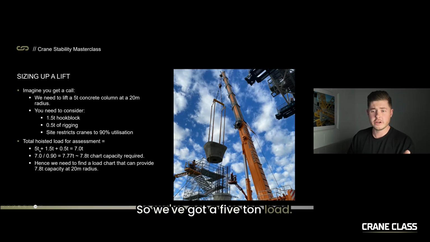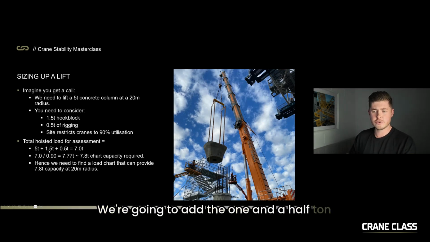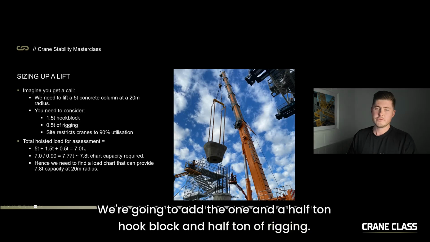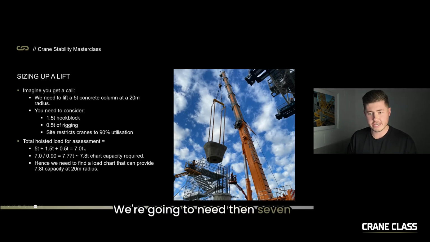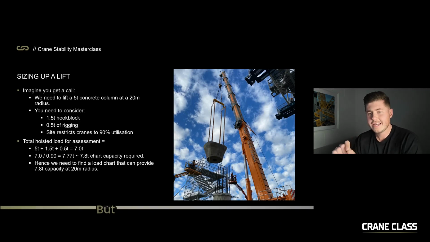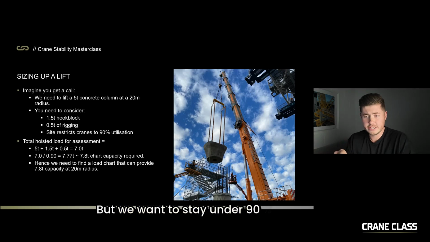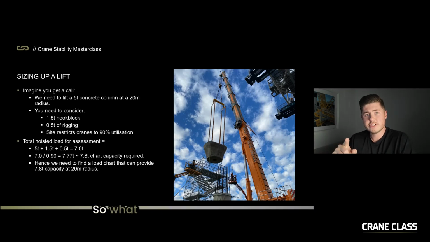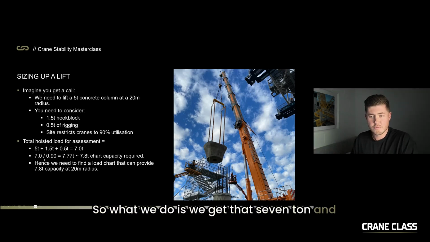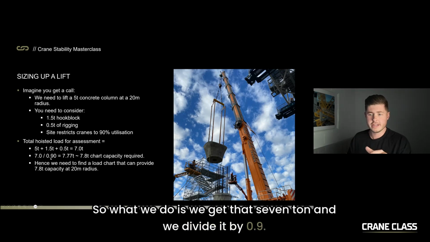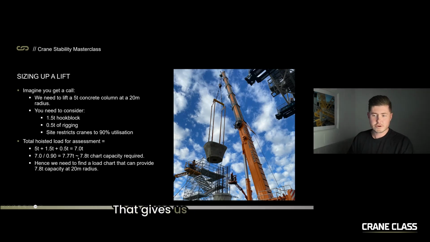All right. What we've then got here is the maths to add this up. So we've got a 5-tonne load. We're going to add the 1.5 tonne hook block and half a tonne of rigging. We're going to need then 7 tonne. But we want to stay under 90% utilisation. So what we do is we get that 7 tonne and we divide it by 0.9. That gives us approximately 7.8 tonne.